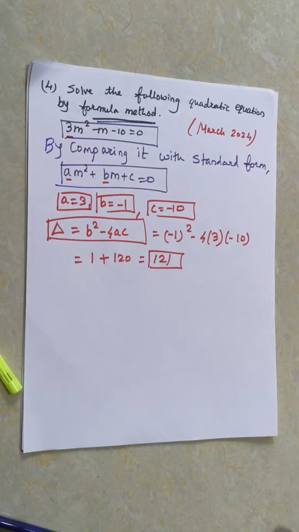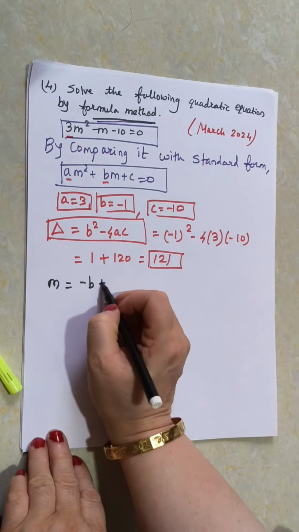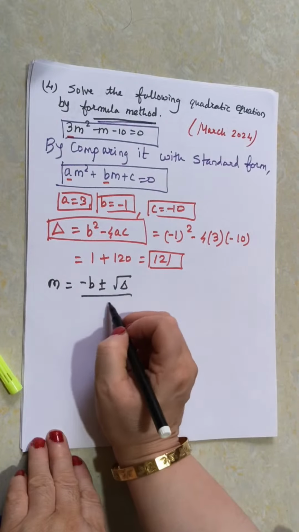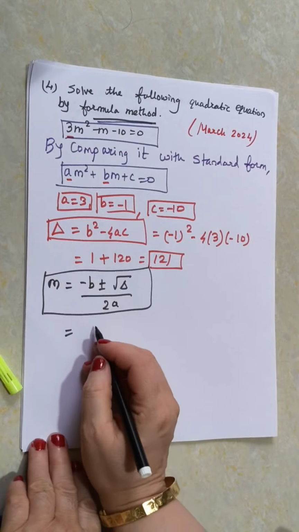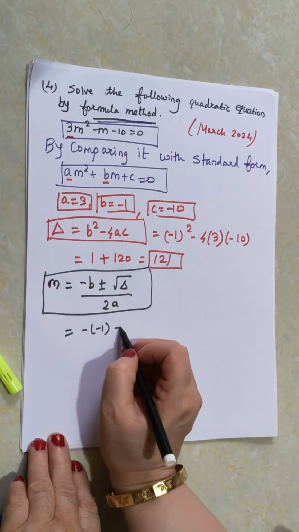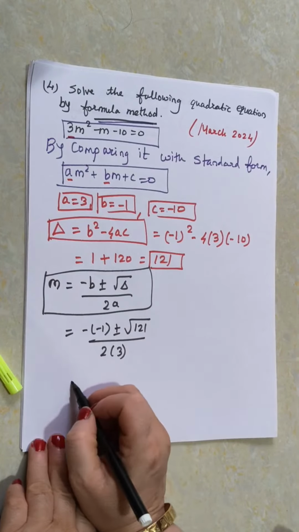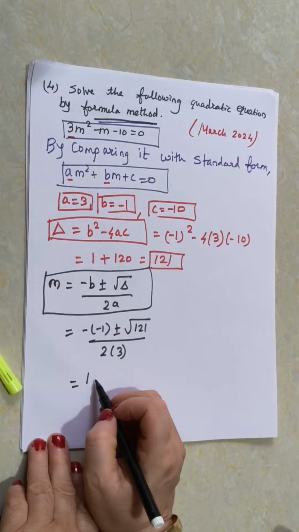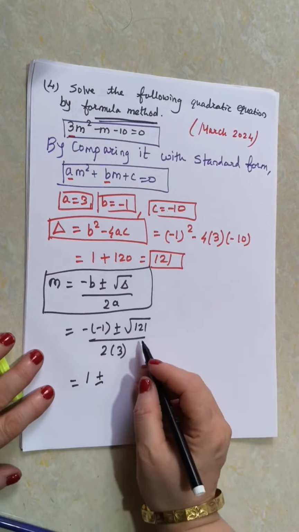That is 121. Yes. So let's take now the formula. m is equal to minus b plus or minus under root delta upon 2a. Now let's put values. Minus b means minus minus 1, plus or minus root 121 upon 2 into 3. This negative negative will be positive, plus or minus 121 is a square of 11. So what will be the square root of 121?